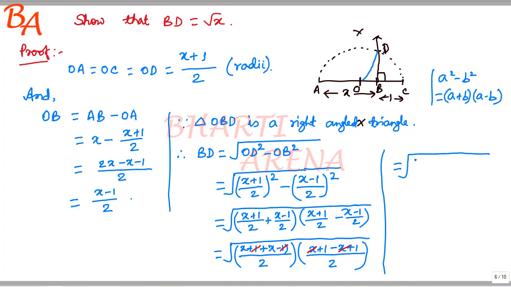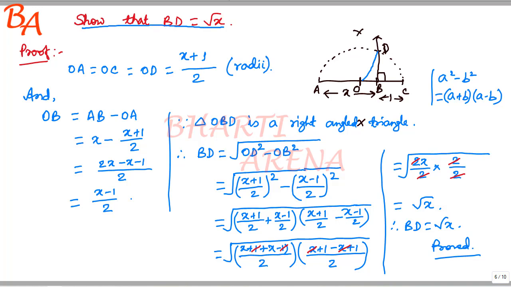So here it will be x plus x, that is 2x by 2, into 2 by 2. Here again 2 will be cancelled and here 2 will be cancelled. So it will be equal to root x. Therefore BD equals root x. It is proved here. So by this way we can show that BD equals root x.